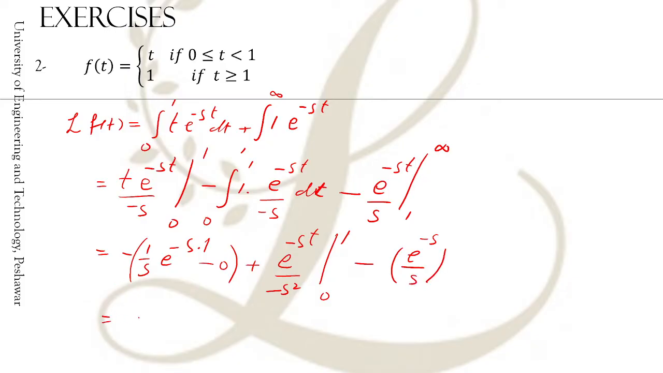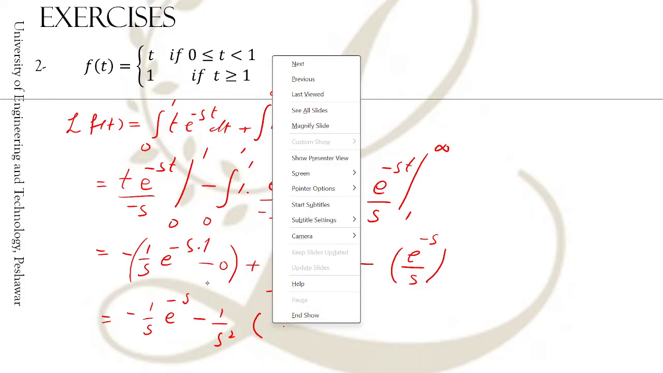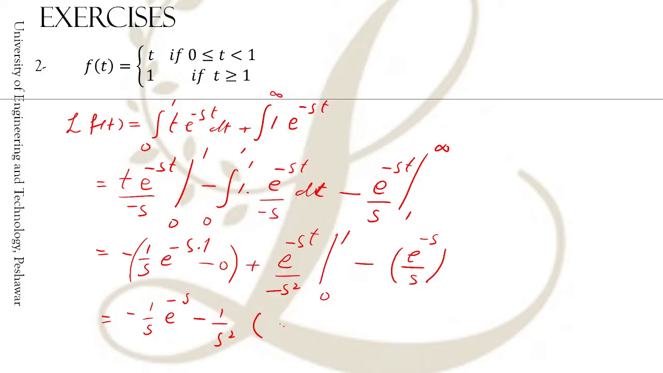This can be simplified as minus 1 over s e power minus s, and we put t equal to 1 here, so the math is 1 over s square. When you put t equal to 1, that gives you e power minus s, and we put t equal to 0, that gives you 1, minus e power minus s divided by s. And this can be simplified to get the required Laplace transform of this function.